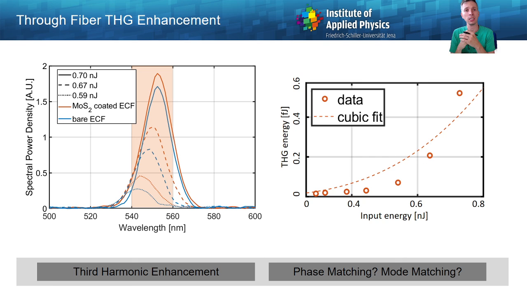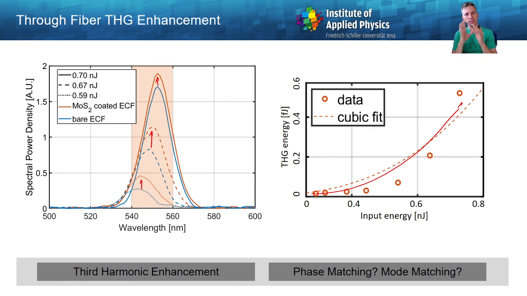What you see superimposed are the spectra which come out from a bare fiber without a coating and the coated fiber. And what you see consistently is that there is more third harmonic coming out of these fibers if the 2D material layer is present. What you also see if you take more data points is that this behavior is cubic, which is just what you expect for third harmonic generation.